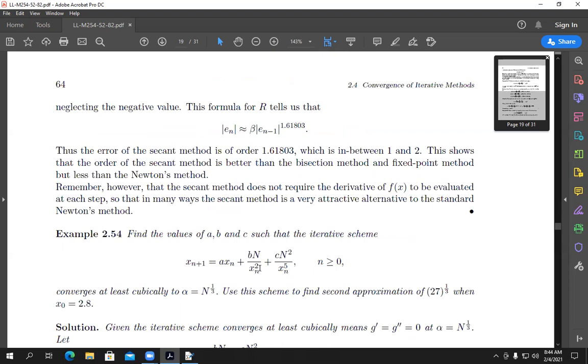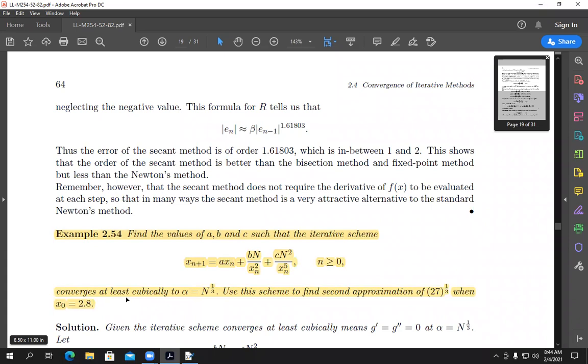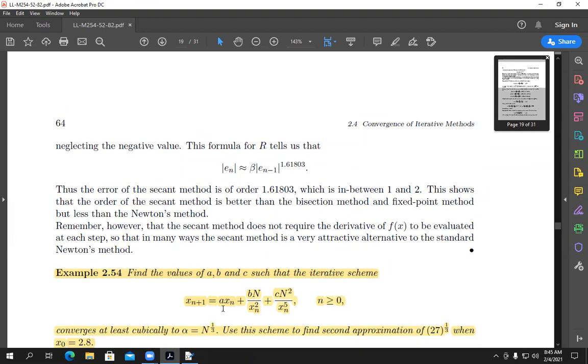Let's go further. This is an example, exactly from the final exam last semester. I gave this problem: find the values of A, B, C such that this iterative scheme converges cubically to alpha. What does cubically mean? The third derivative is not equal to 0, and before that it is equal to 0. Cubically means R equals 3, right?